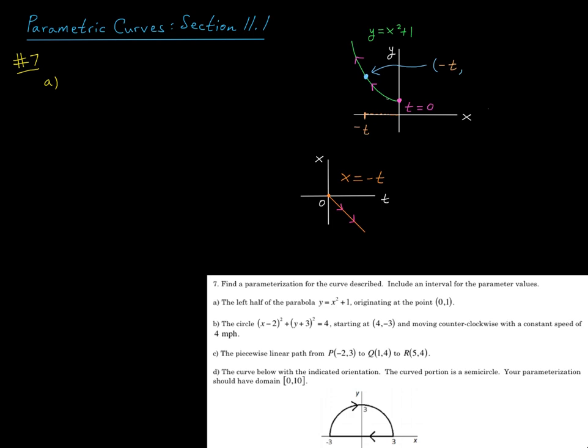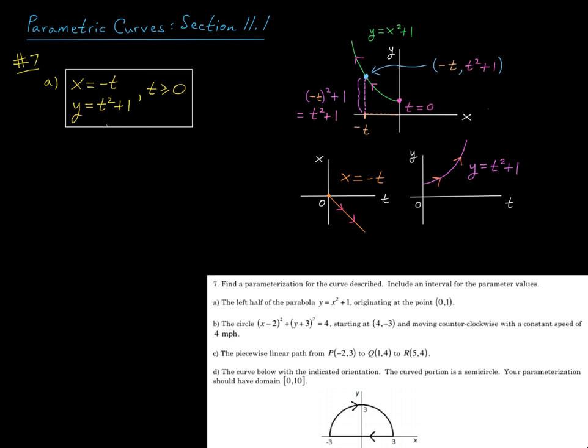Okay, so more generally, t seconds after I start my timer, the x coordinate is going to be negative t. And so how would I find the y coordinate? Well, I'm going to plug negative t in for x in the equation for the parabola. And if I do that, I get negative t squared plus 1, which is equal to t squared plus 1. Okay, so t seconds later, my tracing point has coordinates negative t and t squared plus 1. And down here, I've just included the graphs of x and y as functions of t separately. All right, so in conclusion, here is a parameterization for the left half of the parabola y equals x squared plus 1 that originates at the point 0, 1.